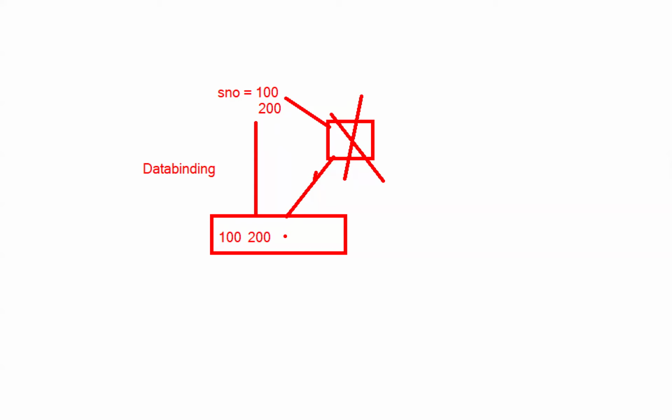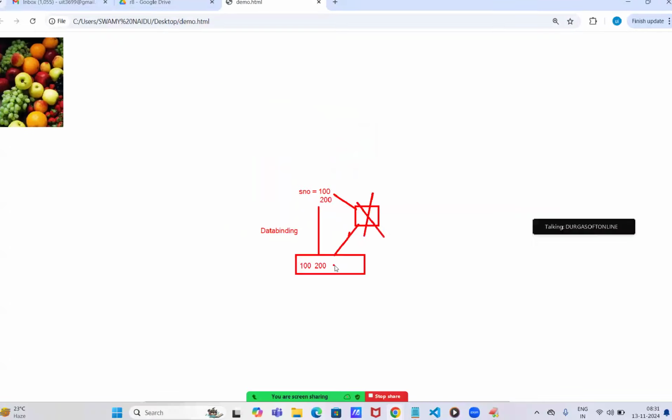So as a programmer, you need not worry about calling the variable and displaying it on the HTML control. For example, tables are there, and we are performing insert, delete, update, like different functionalities. But no need to worry about these operations, because when you perform any operation, it updates automatically on the output. So this is the concept of data binding.